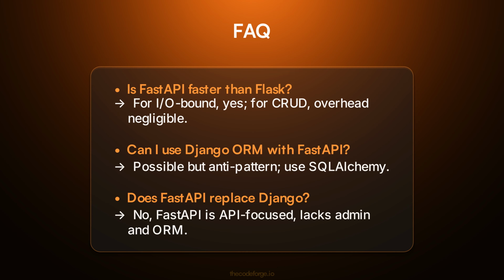To recap, FastAPI is for high-performance async APIs with automatic docs. Flask is for microservices where you want full control. Django is for enterprise apps with built-in tooling. Choose based on your bottleneck and team experience.